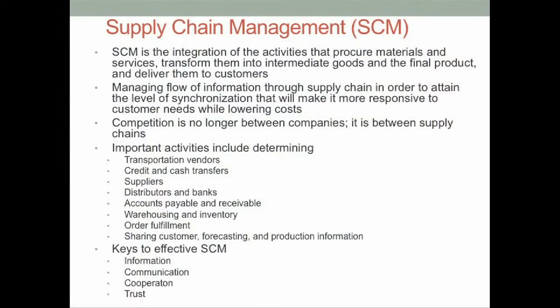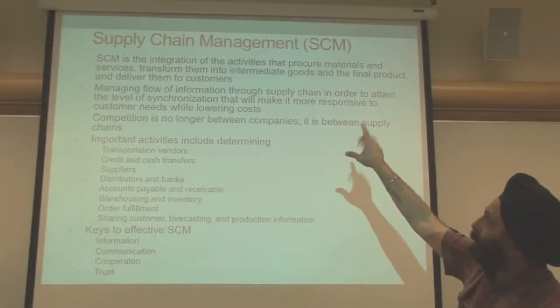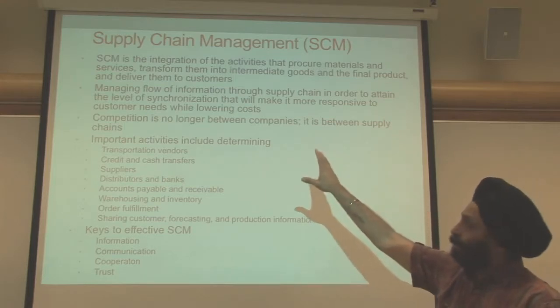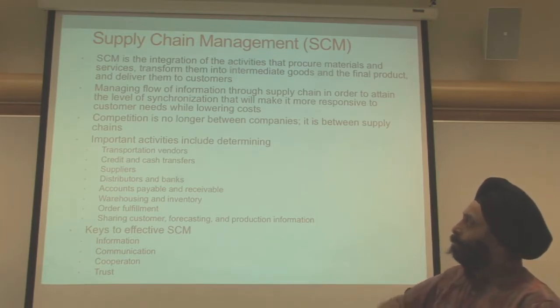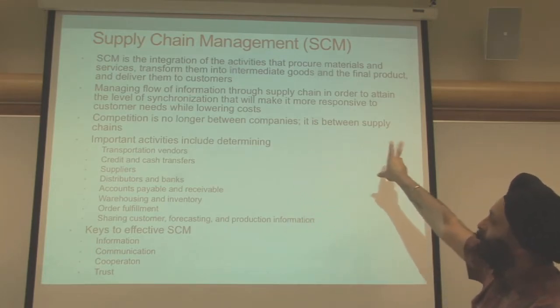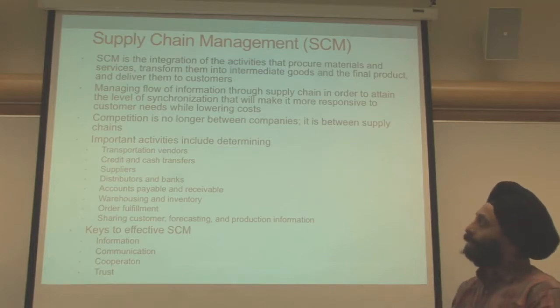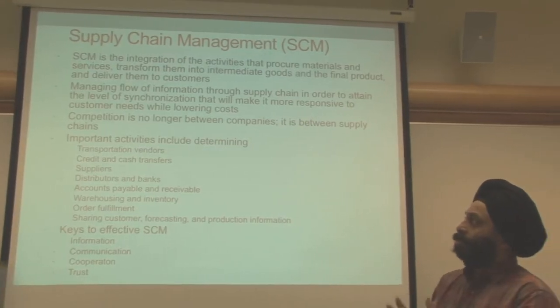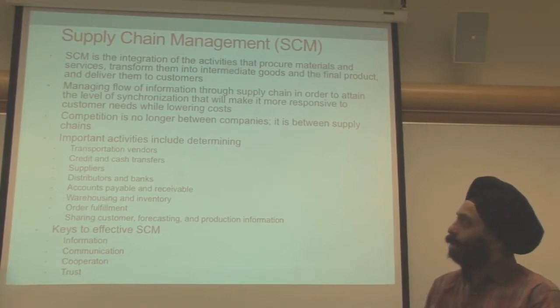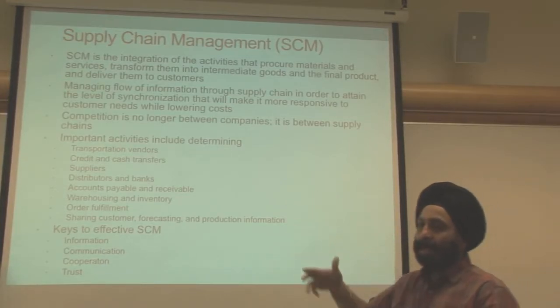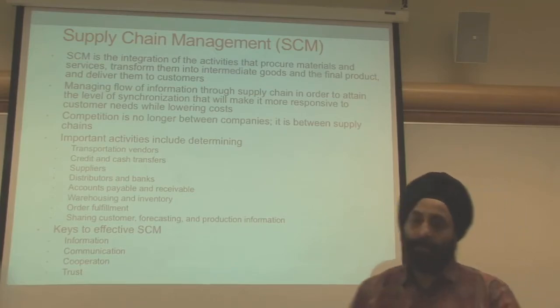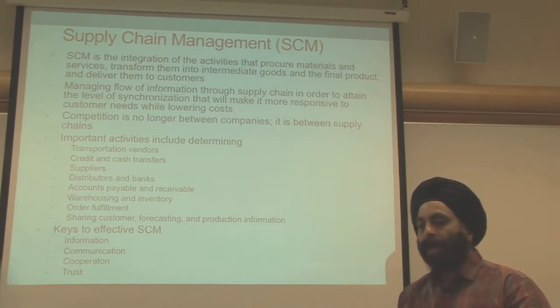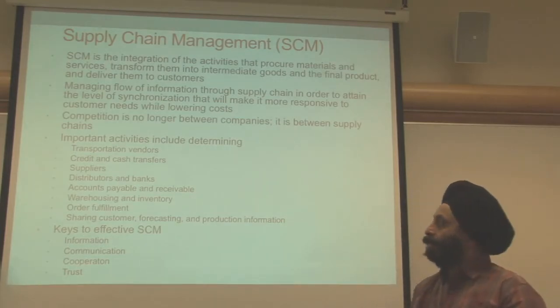So now how do we manage supply chains? Supply chain management, or SCM, is the integration of all activities that procure material or services, transform them into intermediate goods and final product, and deliver them to customers. It involves managing the flow of information through the supply chain in order to attain the level of synchronization needed to make it more responsive to customer needs and thereby lower cost. In today's day and age, the competition is no longer between companies, but between the supply chains of those companies. So you are only as good as the weakest link in your supply chain.